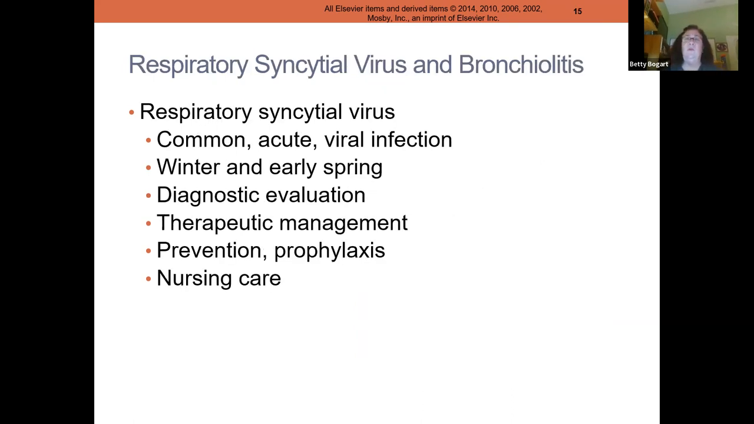RSV, the other word for it is called bronchiolitis. They are synonymous, not bronchitis, bronchiolitis, okay? As I said, it's fall to spring, and for the young infants, those with some sort of condition up to 1 year old, we are gonna be giving the Synagis injection, immunization once a month, and that helps.